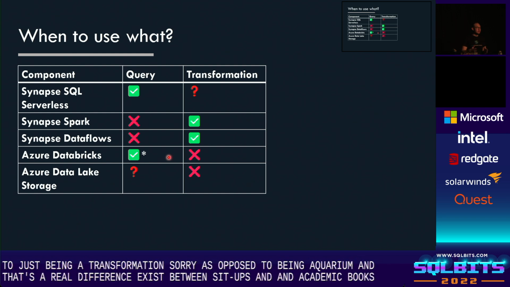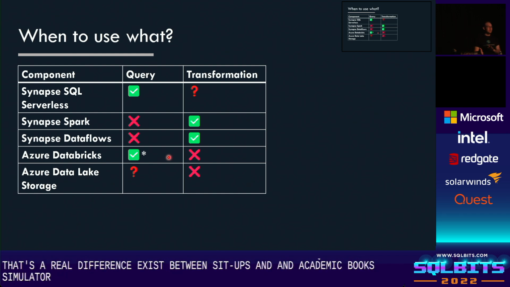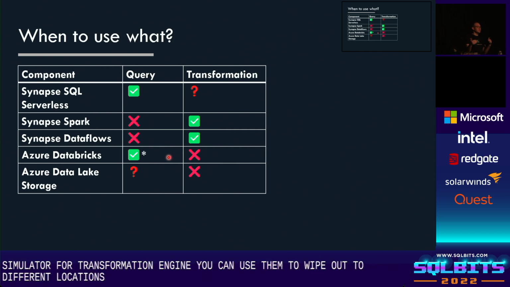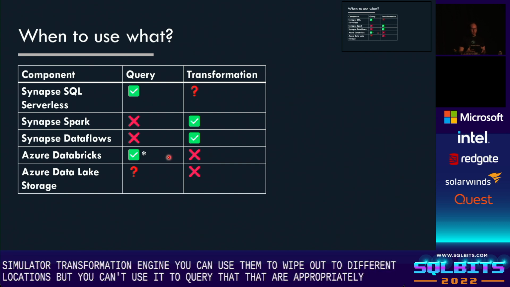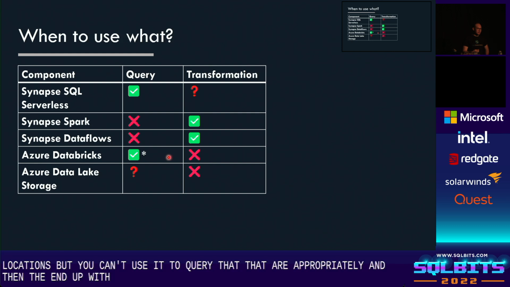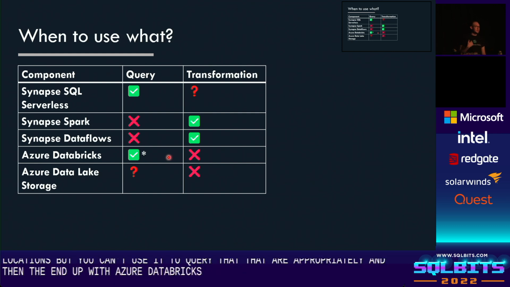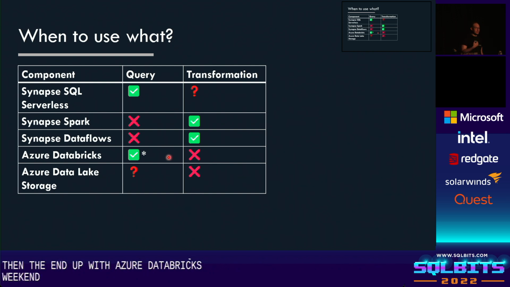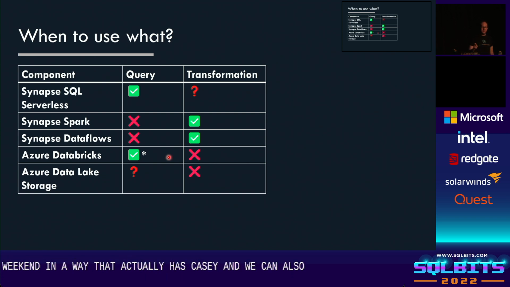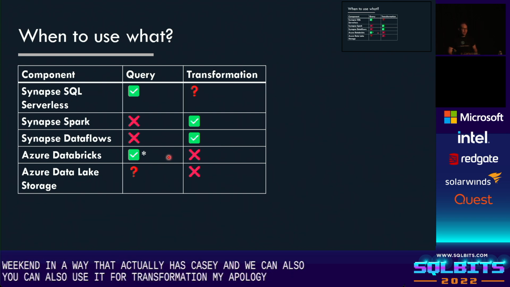We've then got data flows. Similarly, data flows are a transformation engine. You can use them to write out to different locations, but you can't use them to query that data appropriately. And then we end up with Azure Databricks. Because in Azure Databricks, we can query data. We can persist data in a way that actually has caching with it, with Databricks Delta. We can also, I need to fix my slide there, we can also use it for transformation. My apologies. So we get the advantage of both.